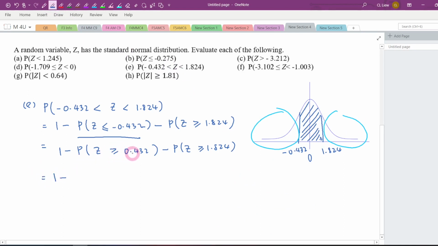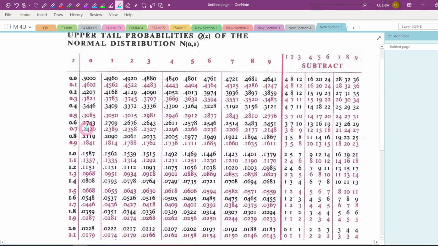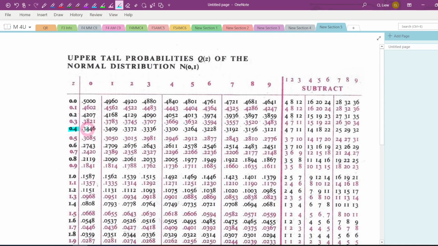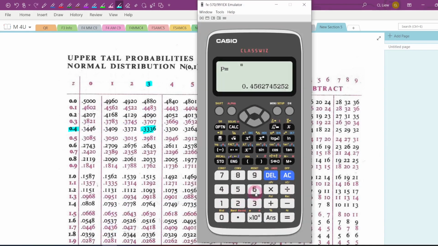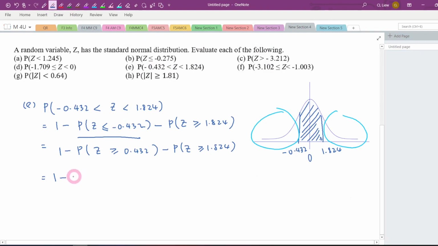Okay, let's get the answer for this part first. 0.432. Zero 0.4 is over here, 0.432. Okay, how to press the calculator? 3336, and then minus 7. 3329. 0.3329.